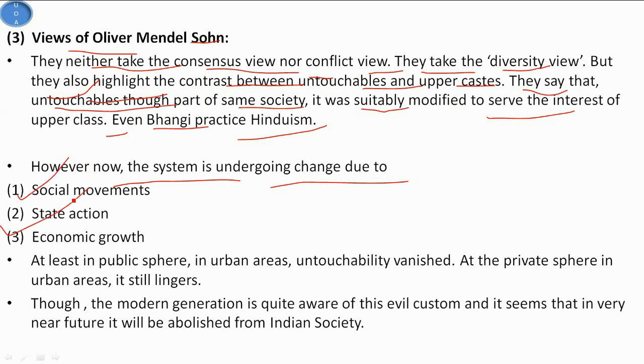However, now this system is undergoing change due to social movements, basically the Dalit movements that we have seen, state actions that we have already seen, and economic growth because of education and other initiatives of the governments. At least in the public sphere in urban areas, untouchability has vanished, but if we consider the private sphere in urban areas, it is still present. The modern generation is quite aware of this evil custom, and it seems that in the very near future it will be abolished from Indian society.